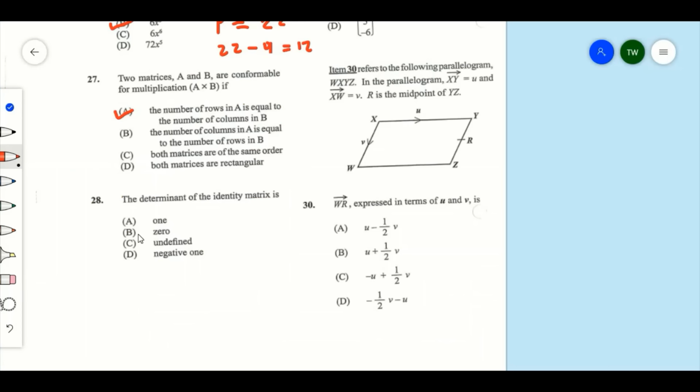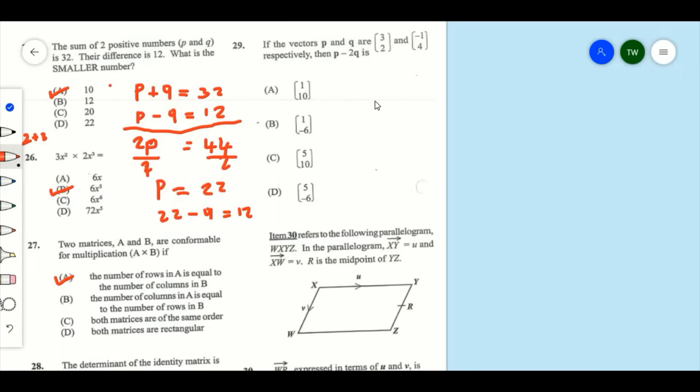Alright? The determinant of the identity matrix is going to be 0, because the identity matrix is 1, 0, 0, 1, and 1 times 1 is 1 minus 0 times 0, which gives us 0. Because it's the product of the leading diagonal minus the product of the following diagonal, which is going to be 0 in this case. Alright?